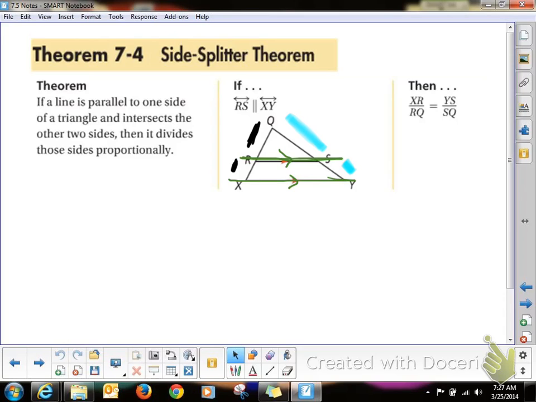You could also write this as QR over XR is equal to SQ over YS. And then you could also write this so that QR over QS is equal to RX over SY. As we've discussed throughout this chapter, it's just important where you put the matching pieces. They have to correspond, the proportional pieces.